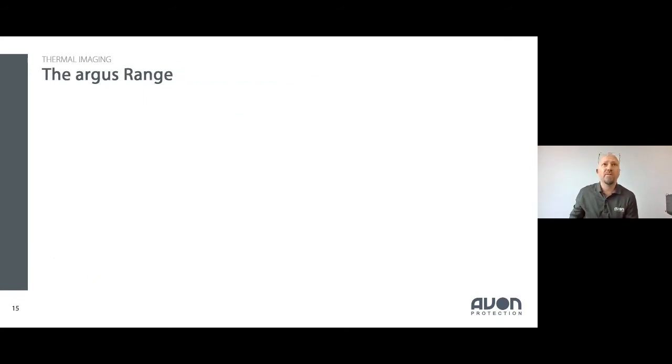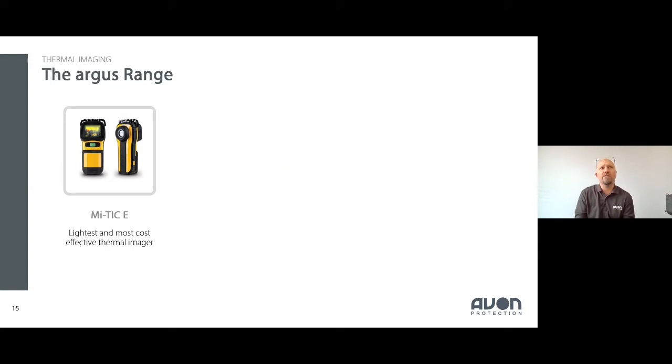So the Argus range, let's move on nicely to the Argus range. We have 4 cameras in the range. The MyTIC E, the yellow camera, is the lightest and most cost-effective thermal imager. It's a smaller screen than our flagship, a 2.7-inch screen. It's still a good quality display at that small size, but where we like the MyTIC E is that it's designed for those budgets that potentially don't need all the bells and whistles of the top of the range camera, but want a thermal imager for everybody.